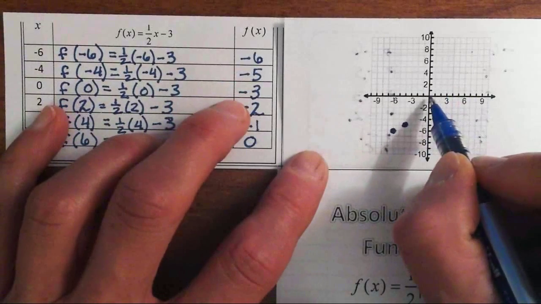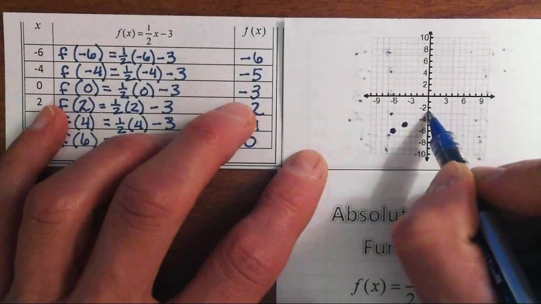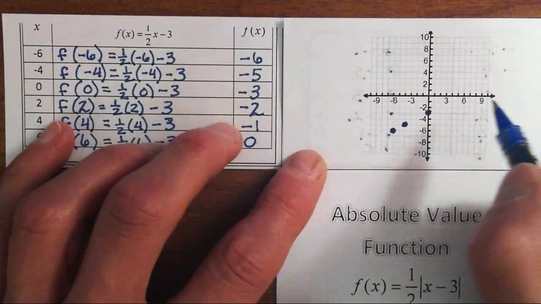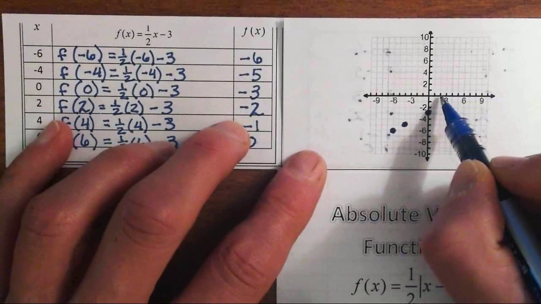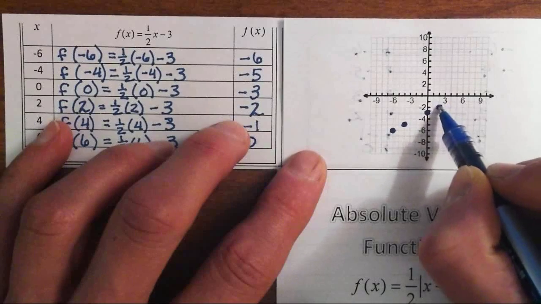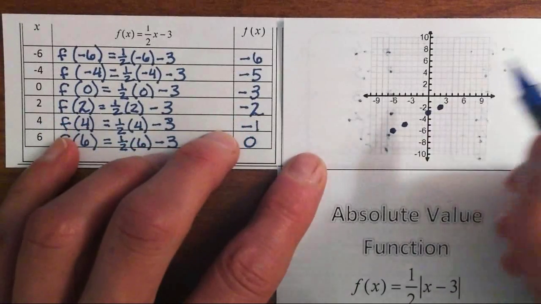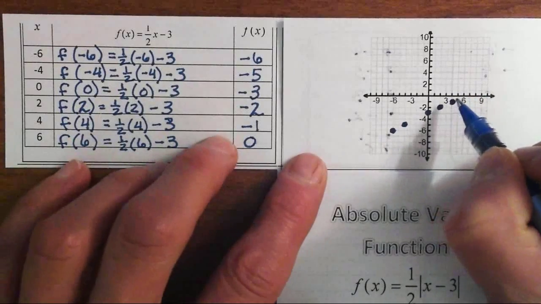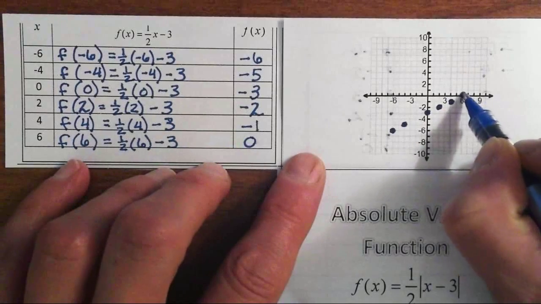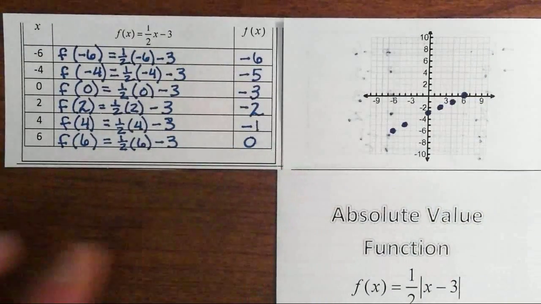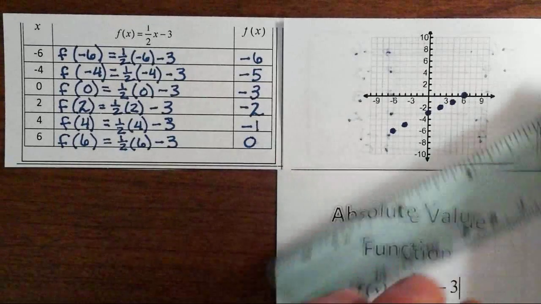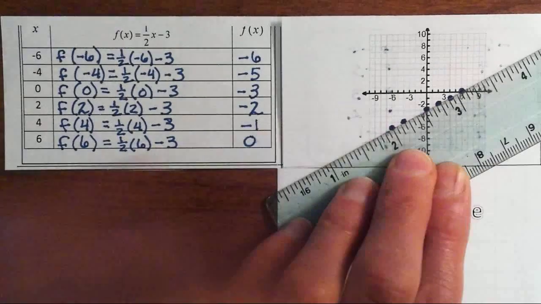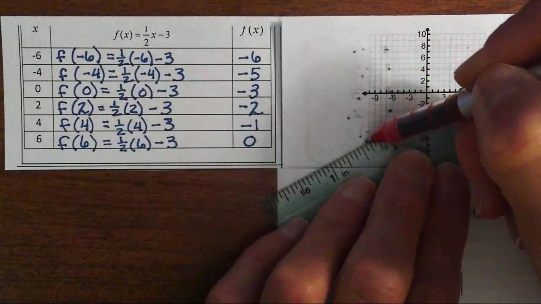When x is 0, I get out -3. When x is 2, I get out -2. When x is 4, I get out -1. When x is 6, I get out 0. So hopefully those graphed a nice straight line. Okay, and it did. So then that means that this is the line.